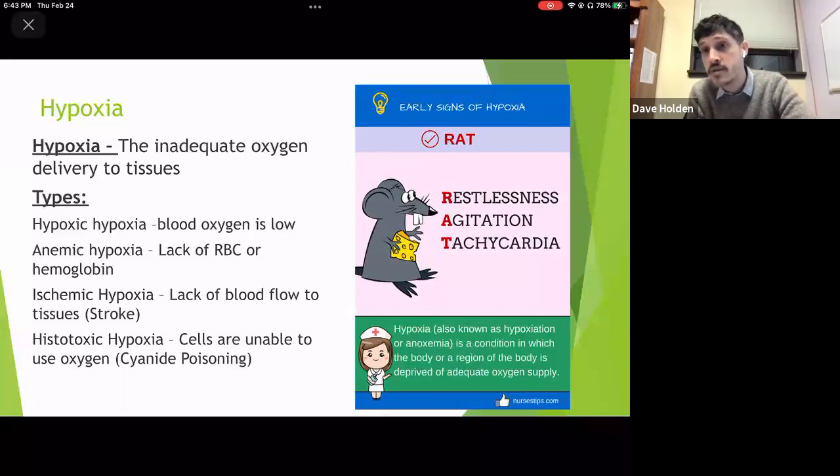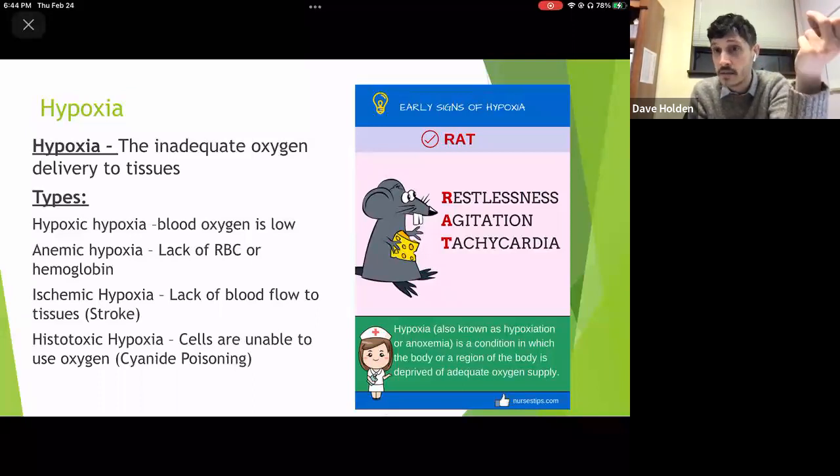So why are the tissues not getting oxygen? Because I have no blood or blood cells, right? So with hypoxic, I've got blood, there's no oxygen in it. With anemic hypoxia, I don't have any blood. Ischemic hypoxia, I have oxygen and it's in the blood, but this area isn't getting blood flow. Ischemic hypoxia could be something like a stroke. So a blood vessel was damaged and now a section of brain does not get oxygen.